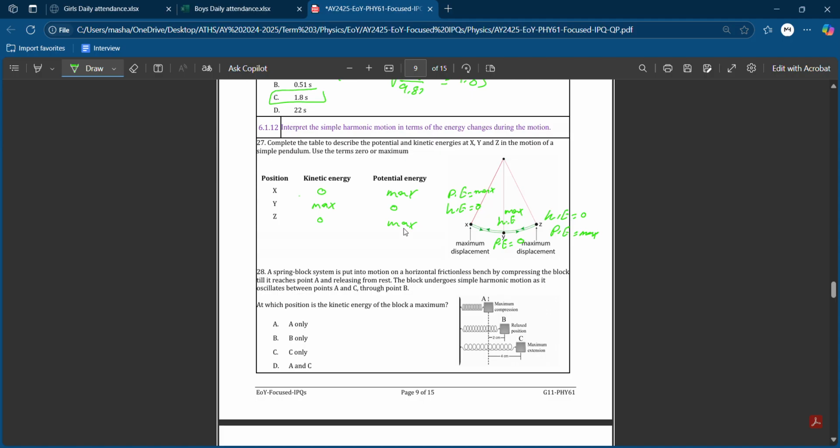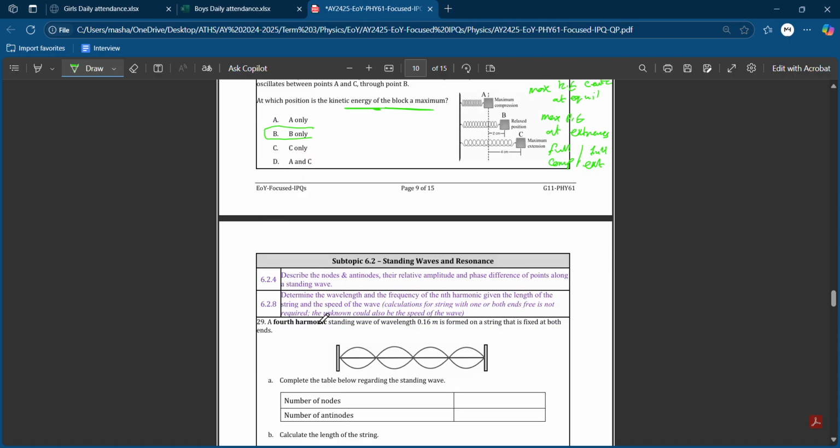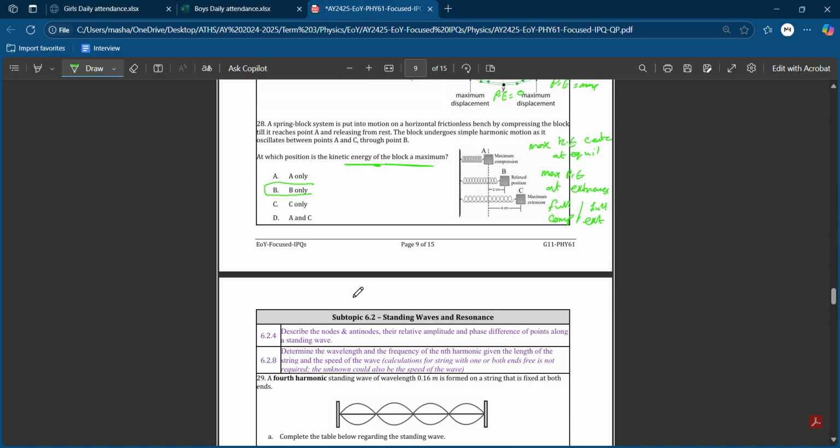For question 28, for the spring mass system, max kinetic energy happens at the center, at the equilibrium. Max potential energy is at the extremes, meaning either full compression or full extension. So at which position is the kinetic energy maximum? The kinetic energy is maximum at the relaxed position, which is B only. Okay, B only. And this is it for this topic. Thank you.